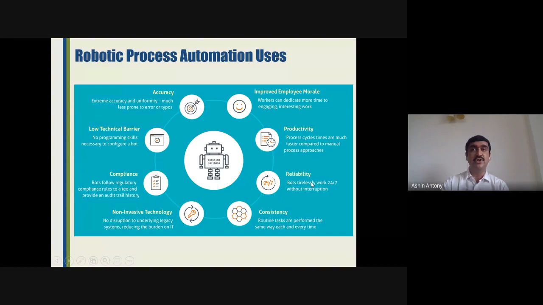You can ensure, if you write a proper bot, they call it a bot because it's part of the robot. The bots that you build with an RPA can be very effective without any issues if you do that correctly. Consistency is there. All that complaints can be brought in place. All that can be implemented using RPA.